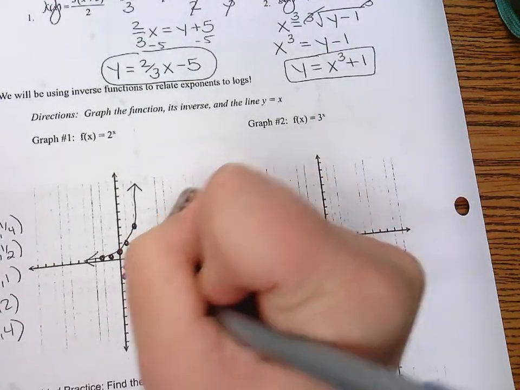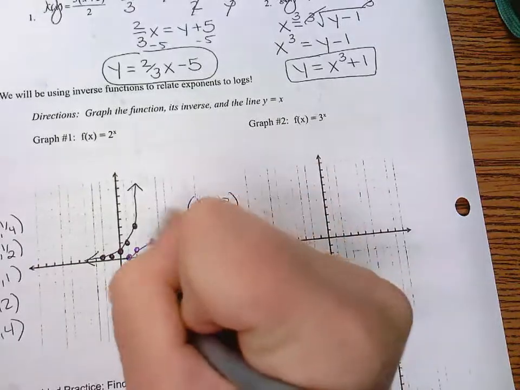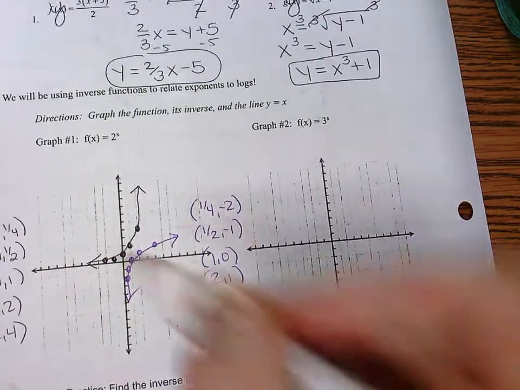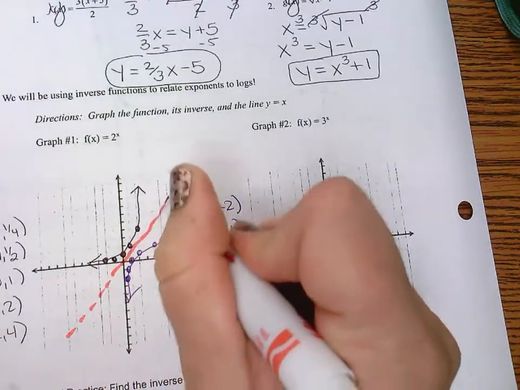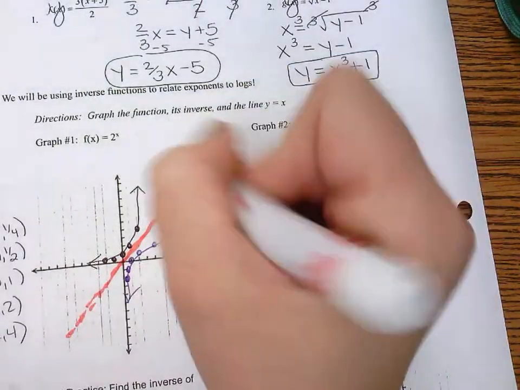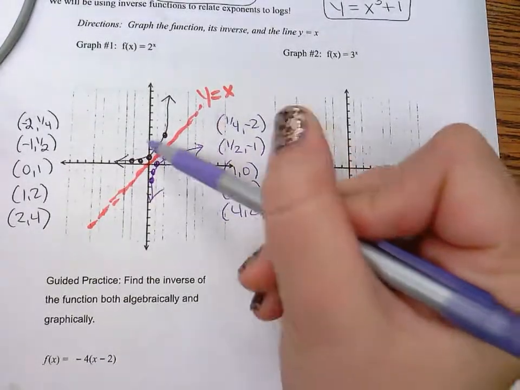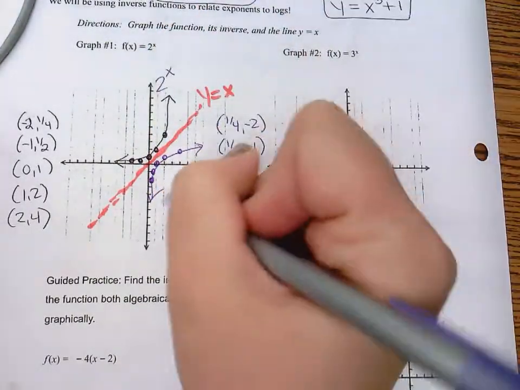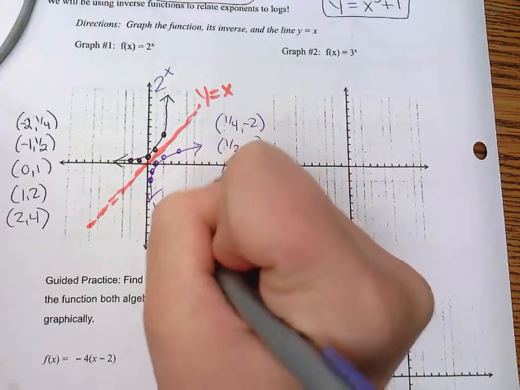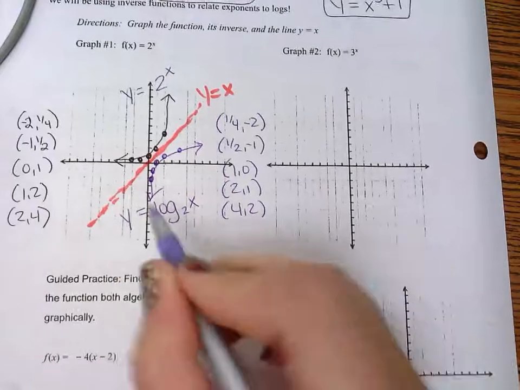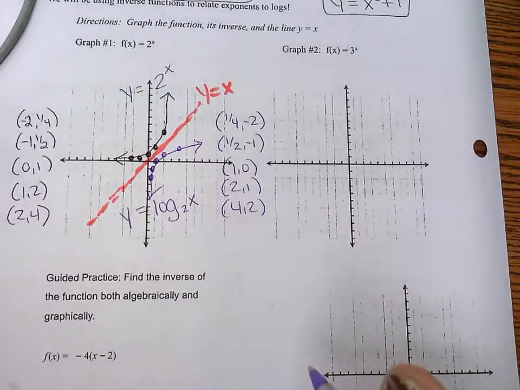So do you see how that purple graph is a reflection of the black graph over the line y equals x, right? So there's my mirror image, y equals x. This is the inverse. This is 2 to the x. We're going to see how this function is actually log base 2 of x. So we're going to see that graph a little bit more coming up pretty soon.